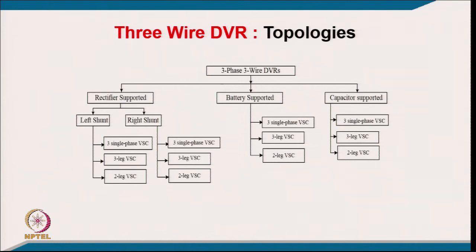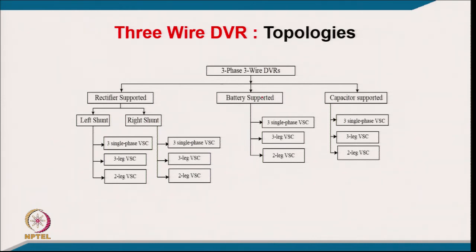So, first is the rectifier supported, and the question is how the DC link is supported. The DC link is supposed to be supported by a rectifier. We can put the rectifier on the left side, the supply side, or on the right side of the series compensator, and of course, we can use 3 single-phase VSC, or 3-leg VSC, or 2-leg VSC on both sides of this configuration.